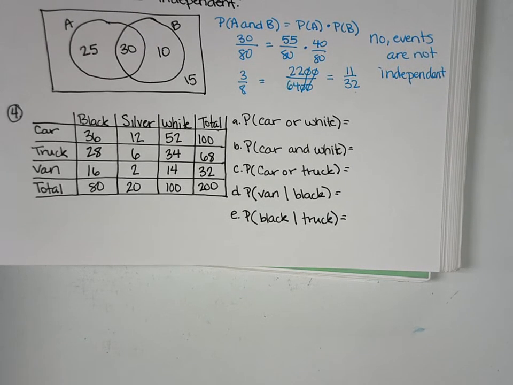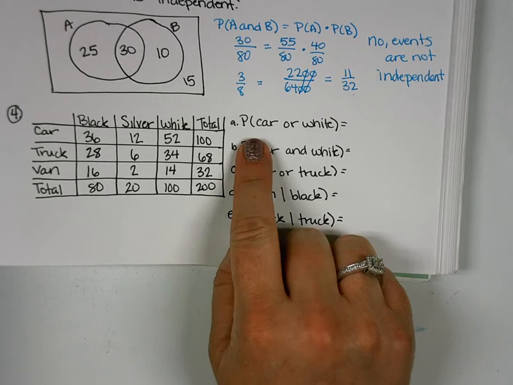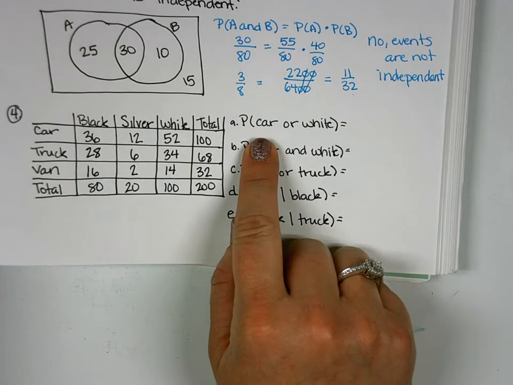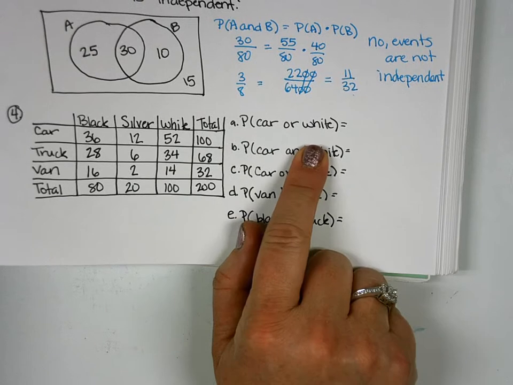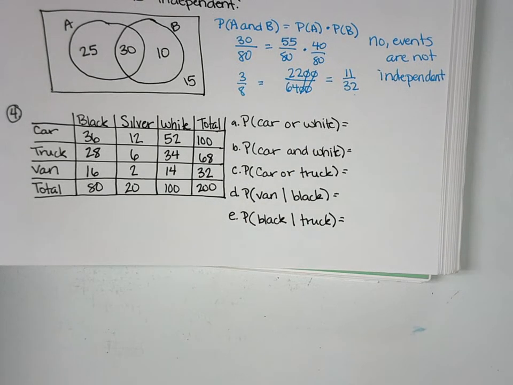Okay. So when we do our probabilities, when we look at letter A, our probability of picking a car or a white vehicle, you want to ask yourself, do those two things overlap? So do car and white overlap in our table? Yes. Okay, so that means they are not mutually exclusive if they overlap, because that means they share something. So when we do our probability, we're going to use the rules for an or.